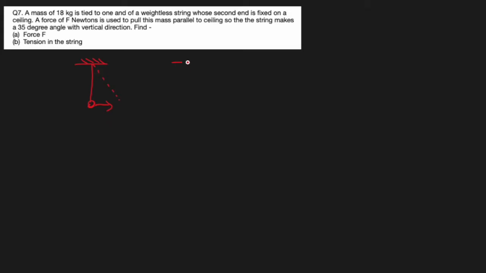So let me redraw this. This is the ceiling and the string makes a 35 degrees angle with the vertical direction. This is 35 degrees. This is the mass and it is being pulled by a force of F newtons. Find the force F. We have to find force F. This is 18 kg.